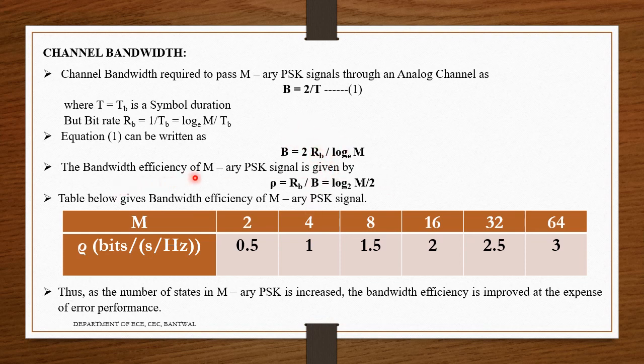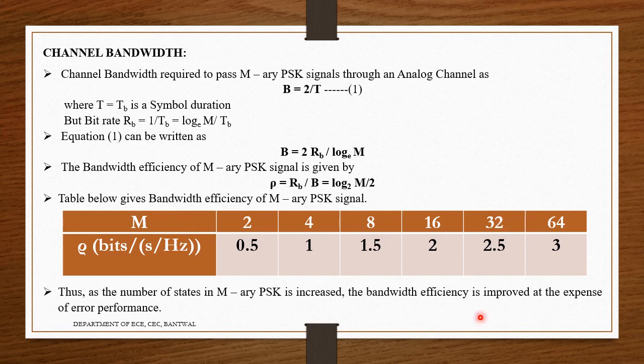So the bandwidth efficiency of an M-ary signal is given by sigma is equal to RB by bandwidth, that is the B here. That is again log to the base 2 of M divided by 2. So if we calculate using this, for M equal to 2, 4, 8, 16, 32, 64, what is the value of sigma we get? For 2 it is 0.5, 4 is equal to 1, 8 is equal to 1.5, 16 is equal to 2, 32 is equal to 2.5, 64 is equal to 3.